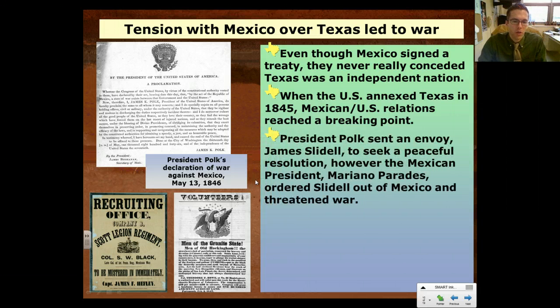Okay, so Polk sends down this group to buy California and to settle this boundary dispute with the Mexicans. All right, and the Mexicans say no.